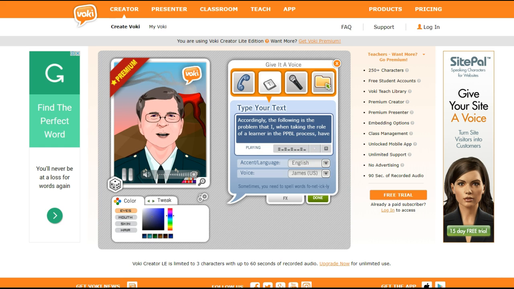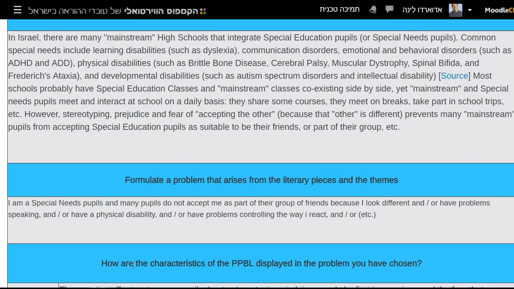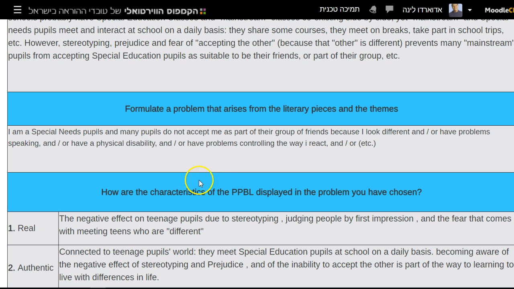Accordingly, the following is the problem that I, when taking the role of a learner in the PBL process, have formulated. I am a special needs pupil, and many pupils do not accept me as part of their group of friends because I look different and/or have problems speaking, and/or have a physical disability, and/or have problems controlling the way I react.